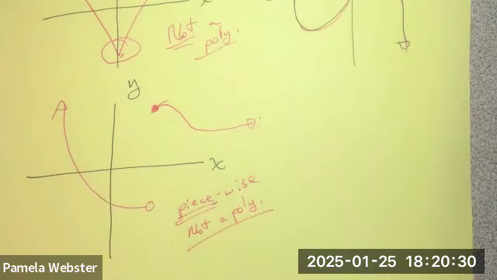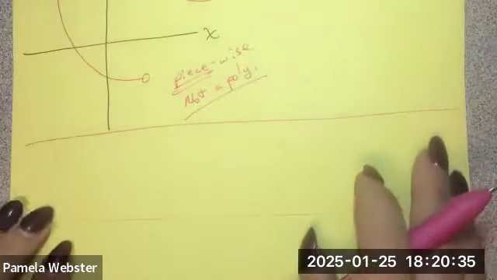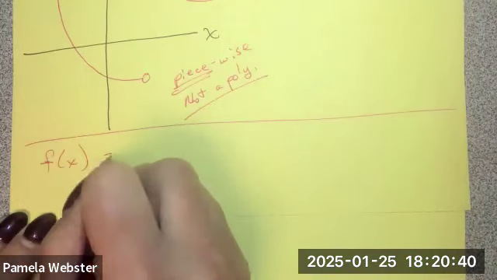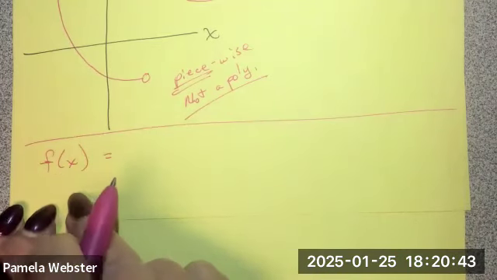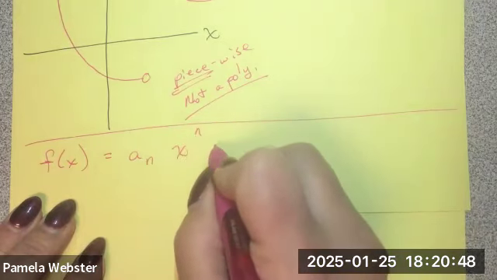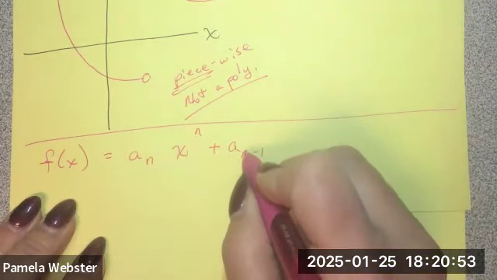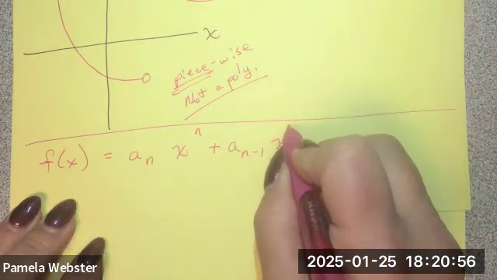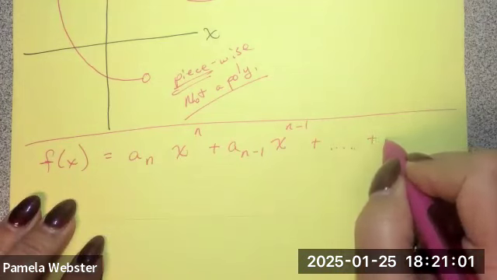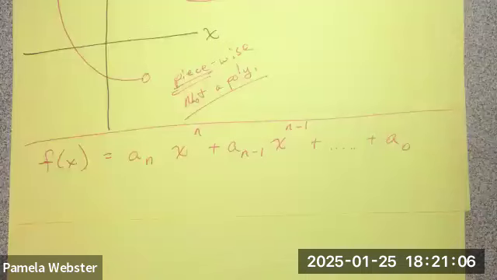All right, so here's where we have like an actual definition for a polynomial. They have this format. It's a function, okay? And the function looks like a sub n times x raised to the n plus a sub n minus 1, I'll talk about it in a second, times x to the n minus 1 power plus all the way down until we get to a sub 0. Okay. So what does this mean?